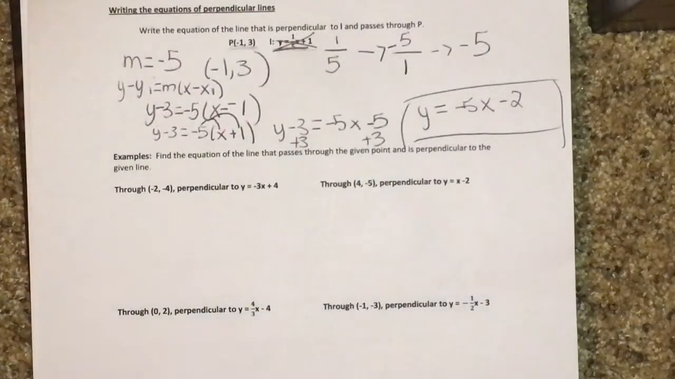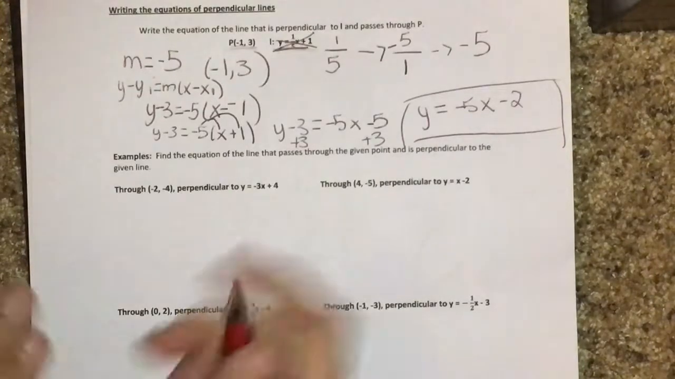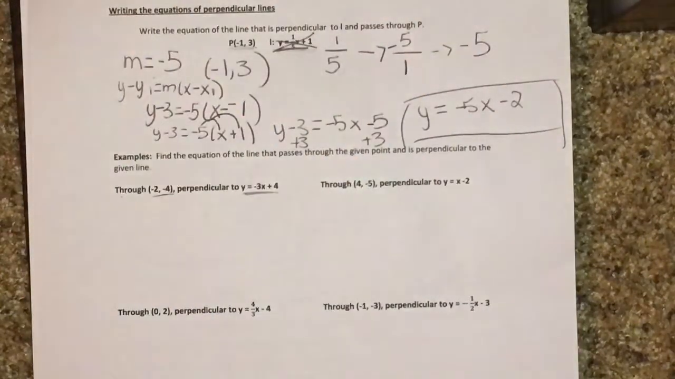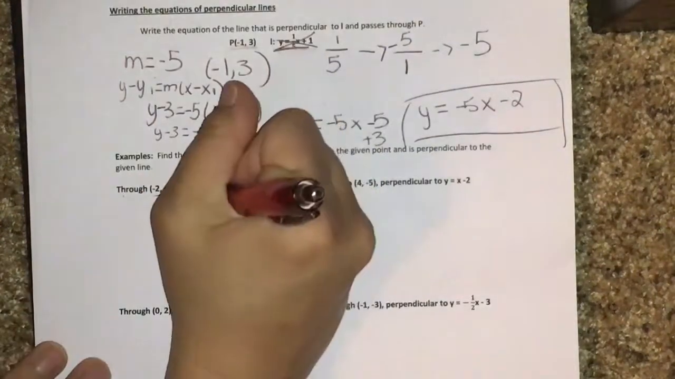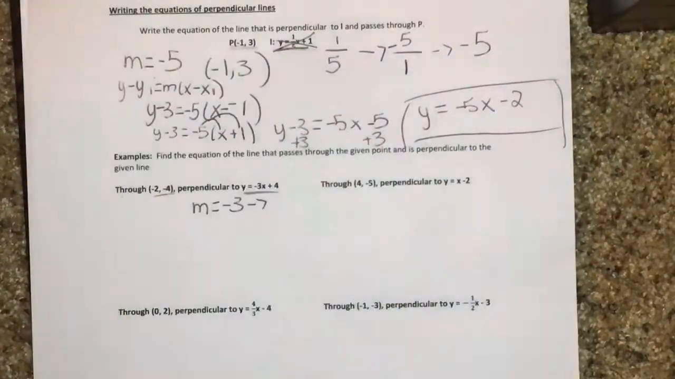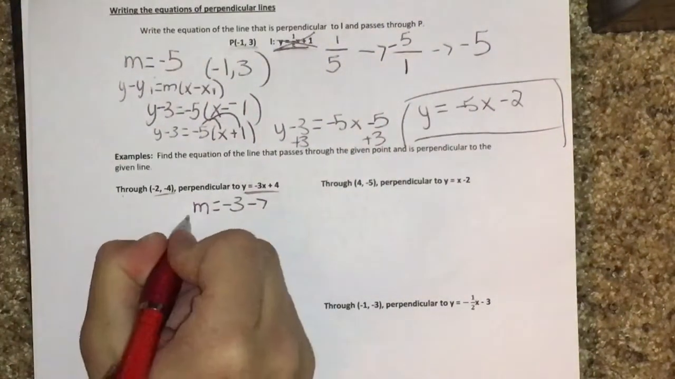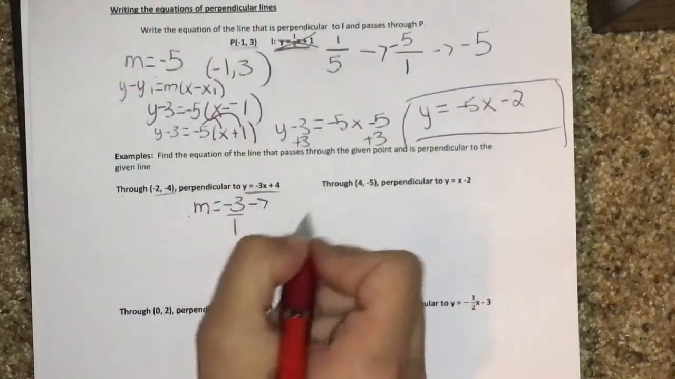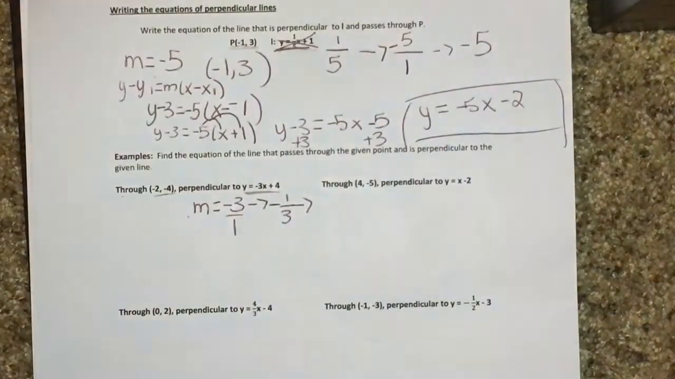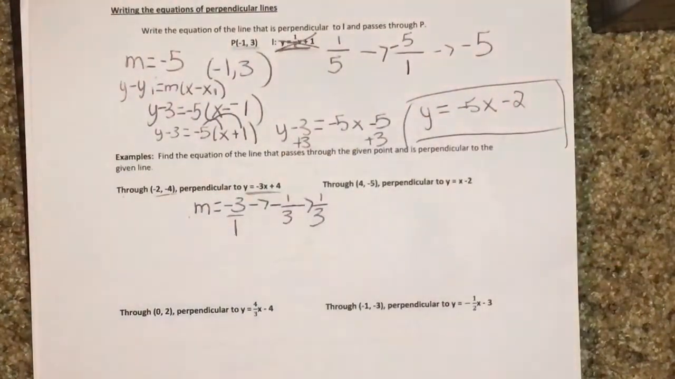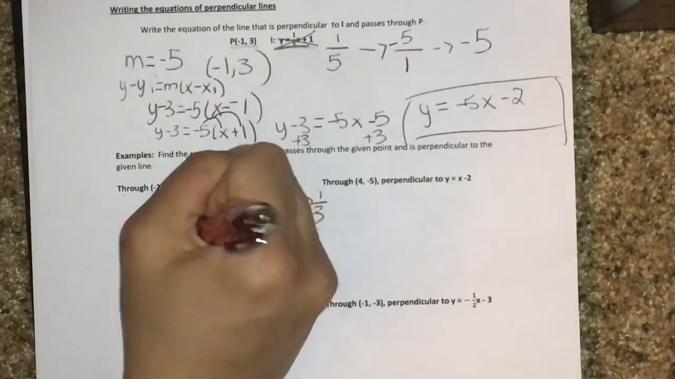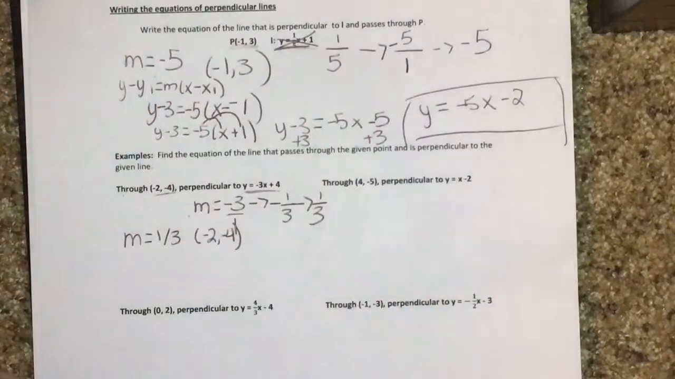Moving on to our next set of examples. Let's go ahead and go through one more of these. We'll go through the first one. Through (-2, -4), but perpendicular to y equals -3x plus 4. So step 1, let's identify the slope of the line, which is -3, and then use that to find the opposite reciprocal slope. This is technically the same thing as -3/1. So if we want to do the reciprocal, that would become -1/3. And then if we want to apply the opposite rule, instead of negative, it becomes a positive 1/3. So the slope of our new line is going to be 1/3, and it's going to go through (-2, -4).